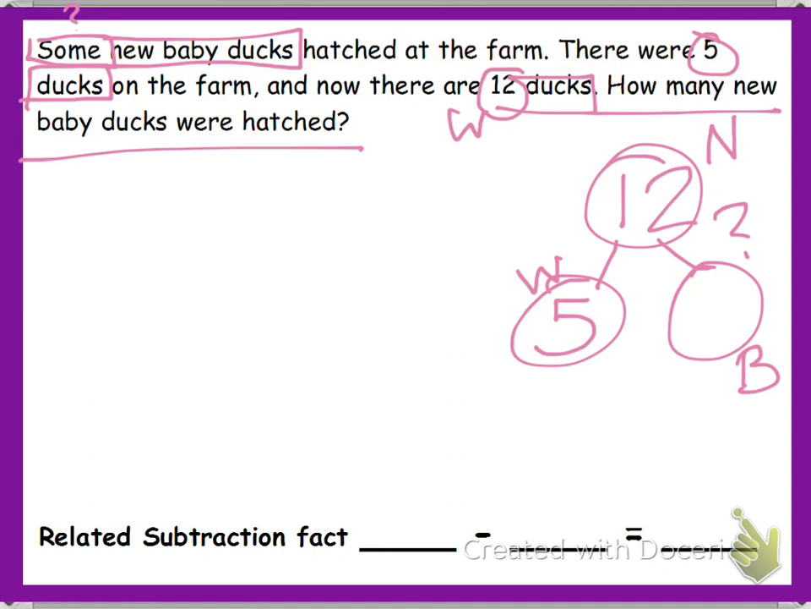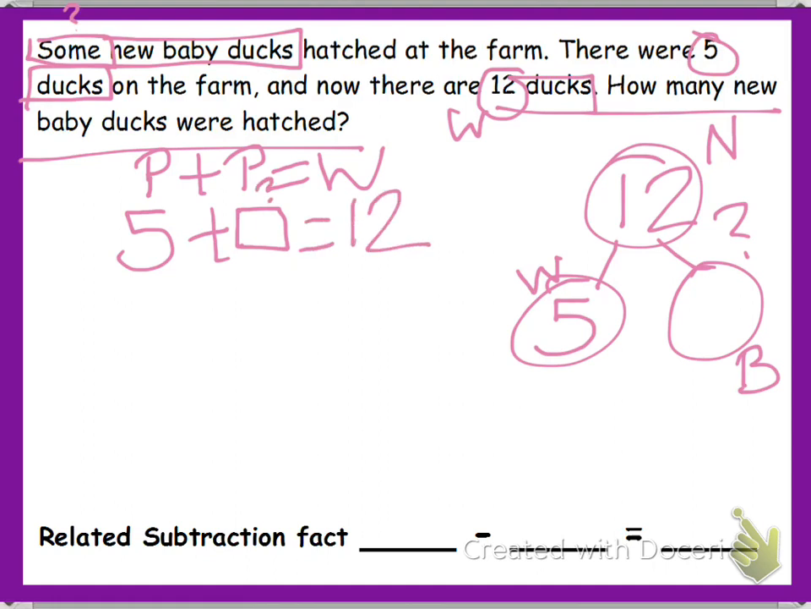So now let's do our addition number sentence. Our addition number sentence is our part plus our other part equals our whole. So let's do that. We know that our part that we know is 5, plus we don't know how many baby ducks, so we don't know this mystery part, equals 12, which is our whole.